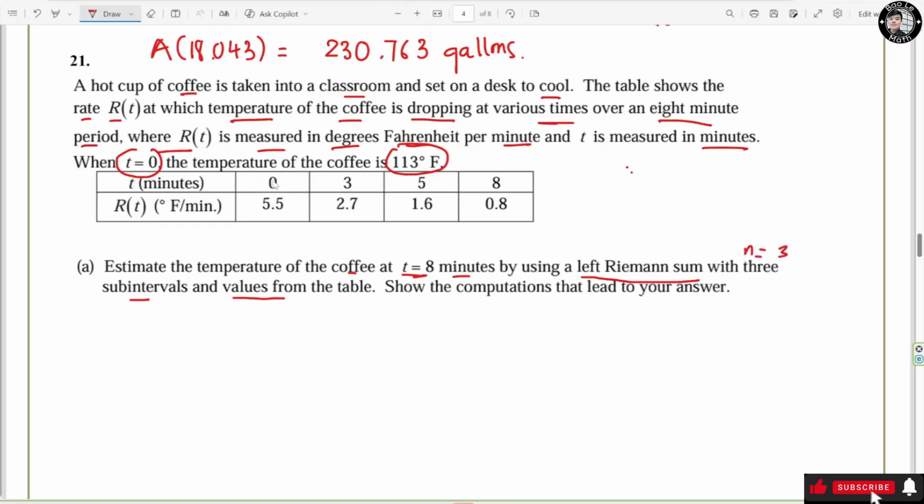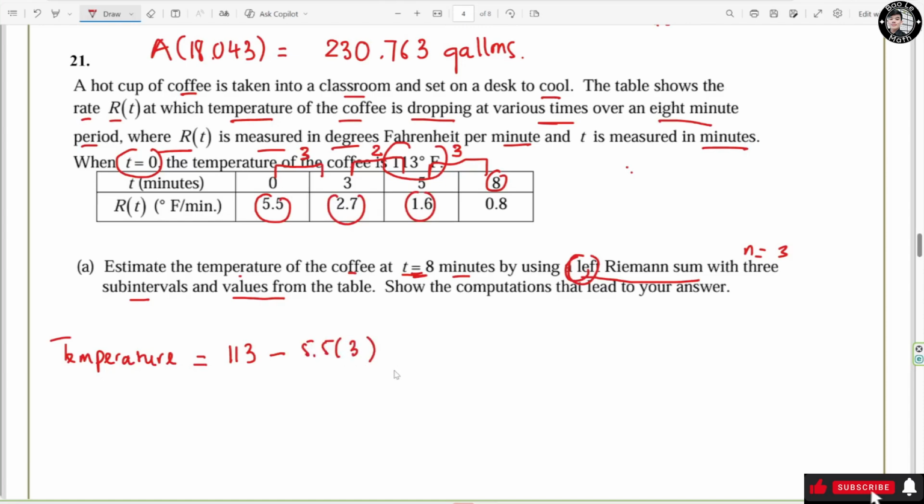So, n right here equals 3. Now, the first interval right here, the second interval is right here, and the third interval right here. So you have the width is going to be 3. This one should be 2 and this one should be 3. Now the left Riemann sum, so I have the temperatures. Initial one is 113, and it's getting cooler, so you need to subtract the left Riemann sum. So the left should be this guy, and this guy, multiplied by the width right here. So you have 5.5 times 3, plus 2.7 times 2, plus 1.6 times 3. And then if you use the calculator, it's approximately 86.3 Fahrenheit.